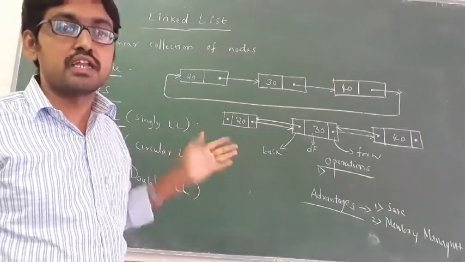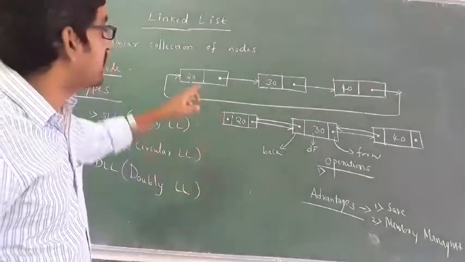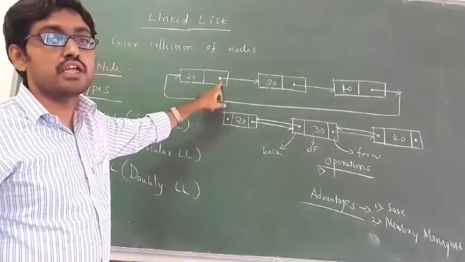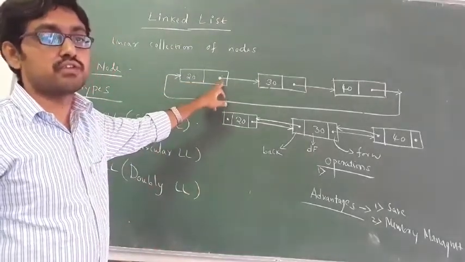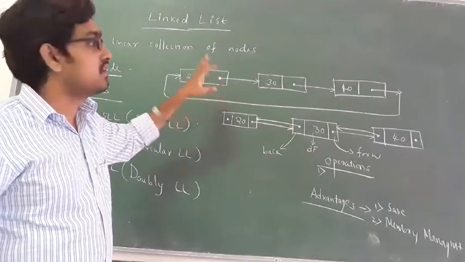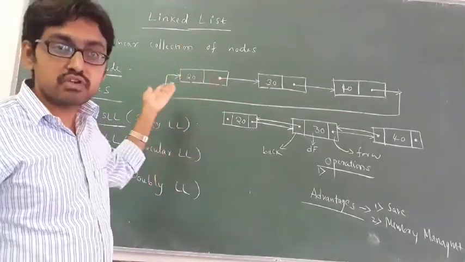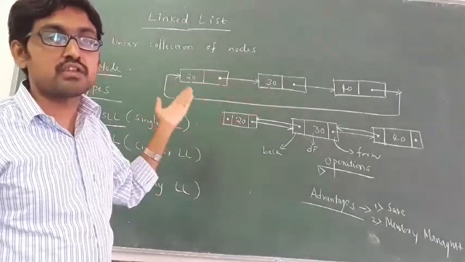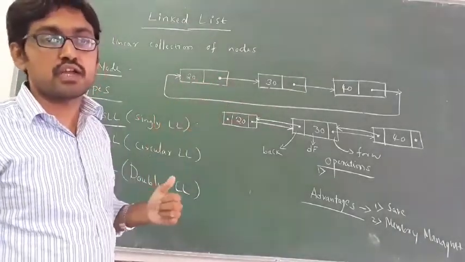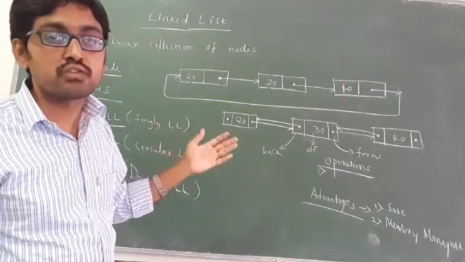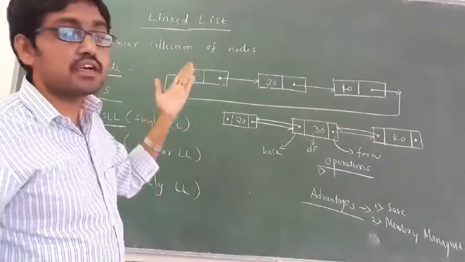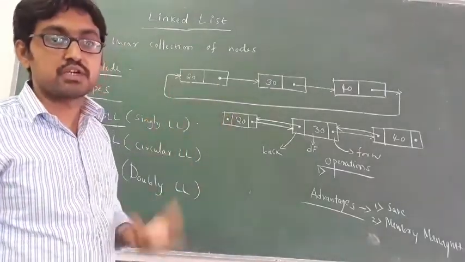Why is it named a linked list? Because here we are using a link field. That's why its name is linked list. It contains a list of nodes; it contains a list of linked nodes. That's why its name is a linked list. This much you have to remember.